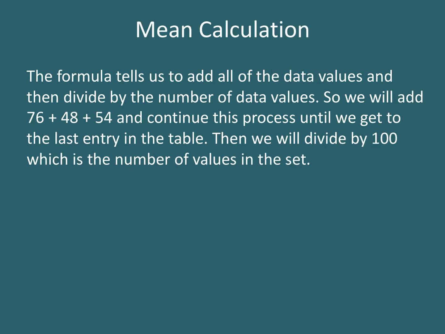The formula tells us to add all the data values, then divide by the number of data values, in this case 100. So we will add 76 plus 48 plus 54 and continue this process until we get to the last entry in the table. Then we will divide by 100, which is the number of values in the set.